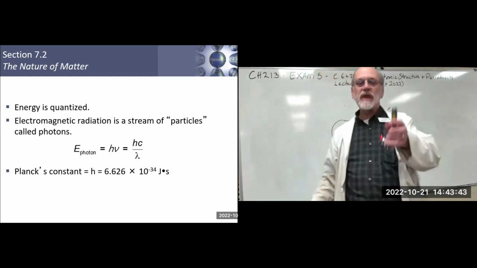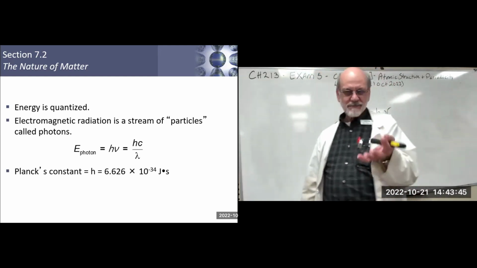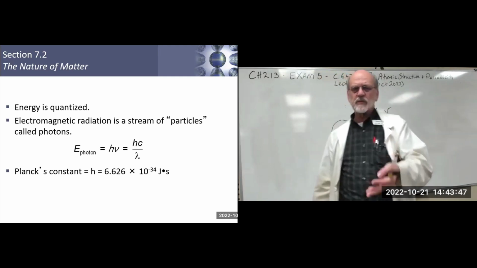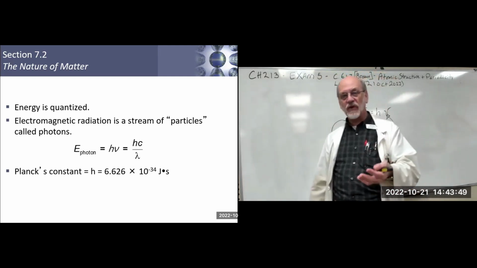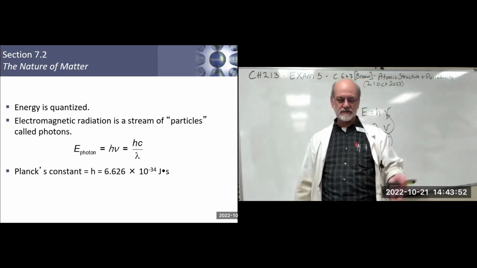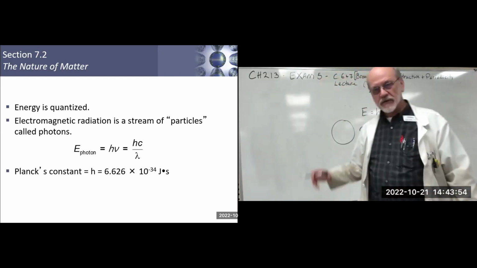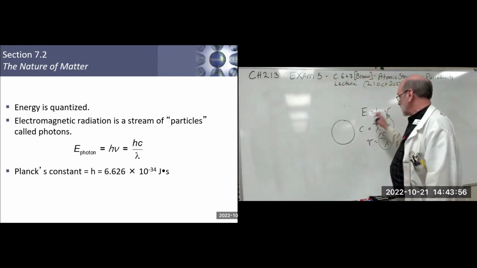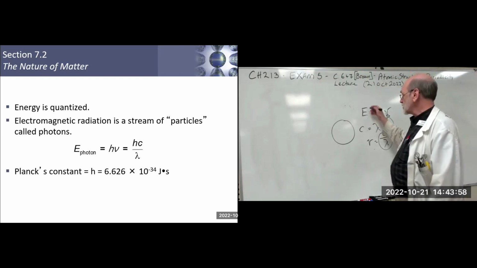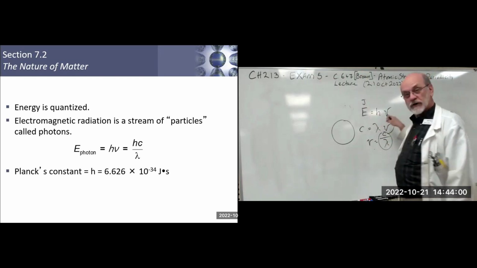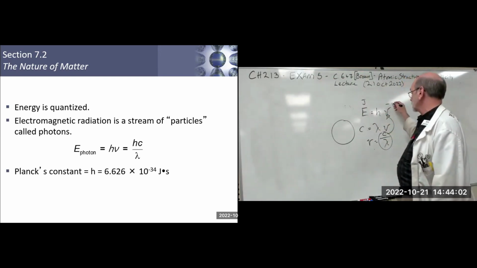And there's Planck's constant. See, it doesn't make any sense standing out there all by itself. 6.626 times 10 to the minus third joules seconds. The reason it's like that is to make the units jive. Energy is going to be in joules. Frequency is in reciprocal seconds, right?